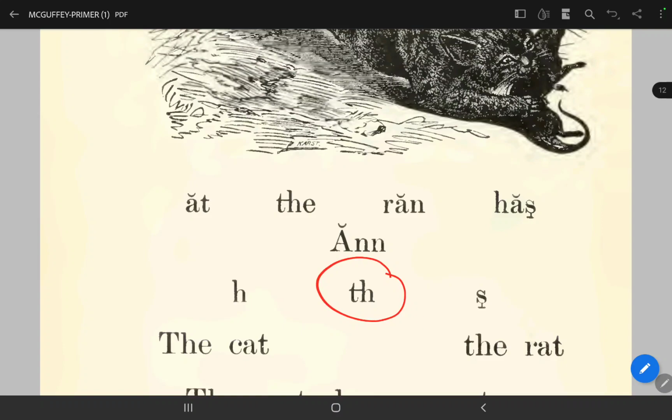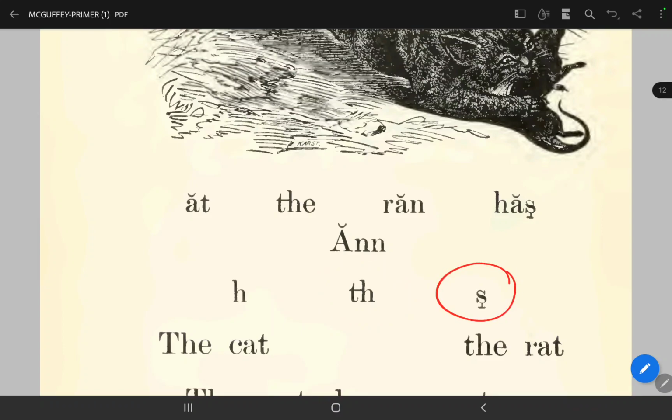The next elementary sound is a TH. Now this is called an English voiced digraph TH. That's a lot of words for you. But this makes the sound the. To make this sound correctly, you need to put your tongue between your teeth and breathe out. The. The. Take some time and practice that sound. Sometimes that's hard for children to make.